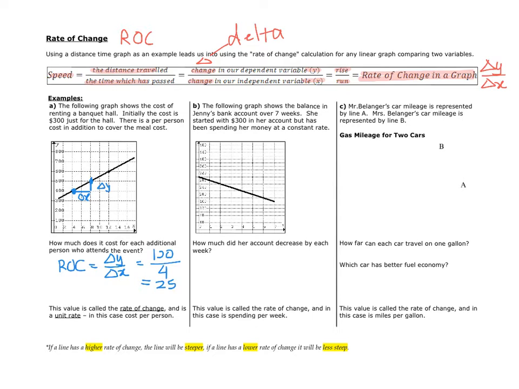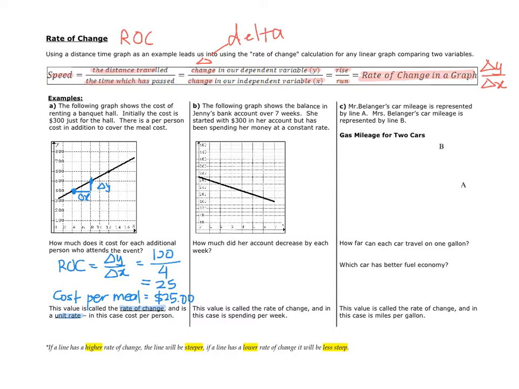So what does this mean? This means the cost per meal or per person is equal to $25. Now this value is called rate of change or a unit rate, which in this case is cost per person or cost per meal, which means the same thing. Now let's look at another, similar example, but now here the line is going downwards.